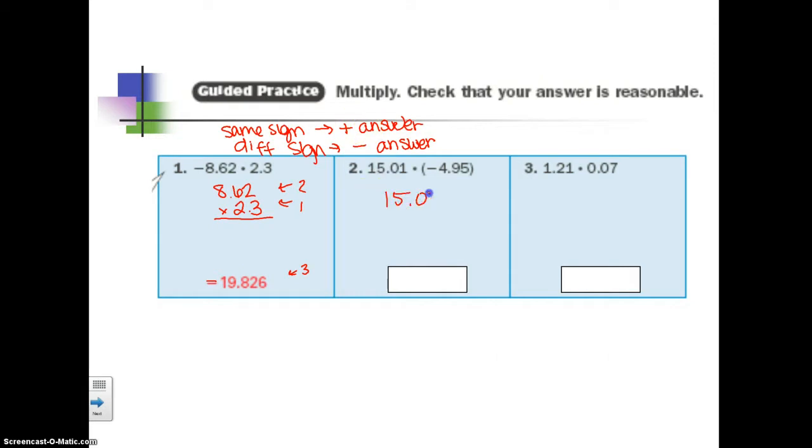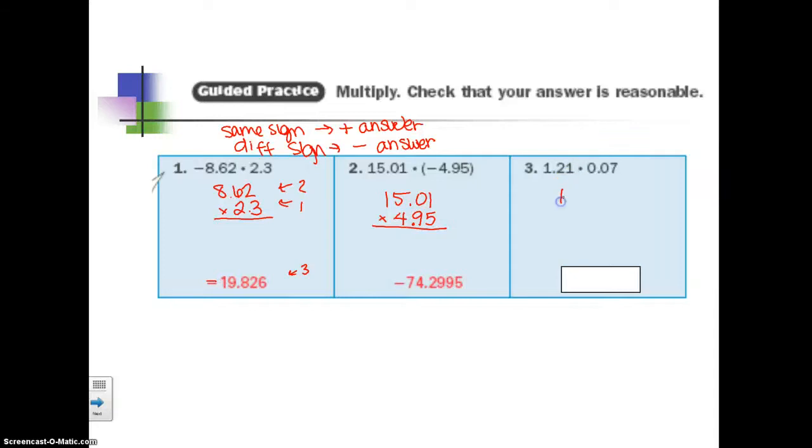For number 2, you should have set it up. Usually how I set it up is I put down the more place values or the more numbers on top. No matter if it's bigger or smaller, I just put the one that has more numbers on the top. Remember, you don't need to line up the decimals. In this case, it just happens. Different signs means this is going to be a negative answer. Negative 74.2995. 74 and 2,995 10,000ths.